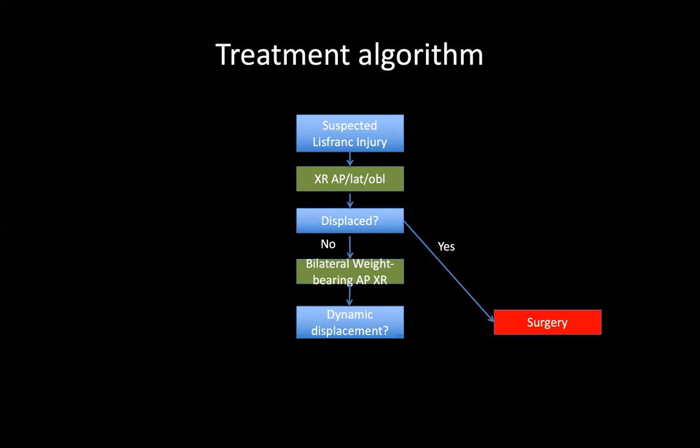So if on a weight bearing view you get dynamic displacement, then those patients generally I would recommend surgery. And if not, then conservative treatment. Now the critical part here is, can the patient tolerate the weight bearing? If you can't get the weight bearing x-rays to work, then you can consider advanced imaging or doing the stress examination, or your other options.